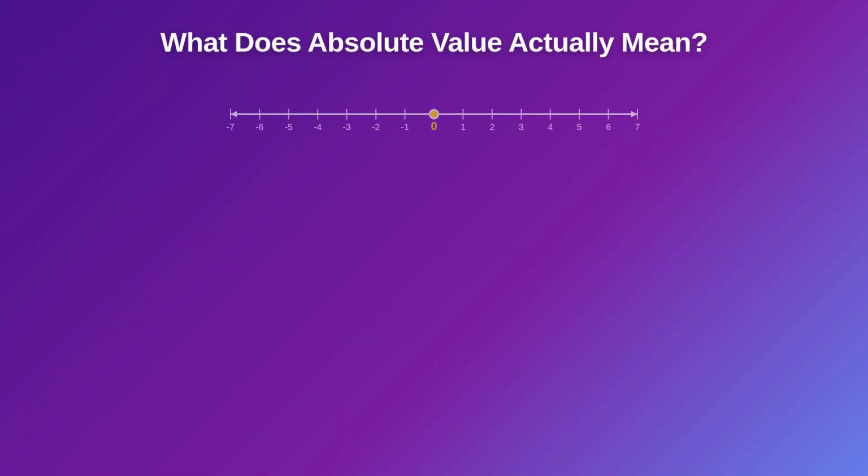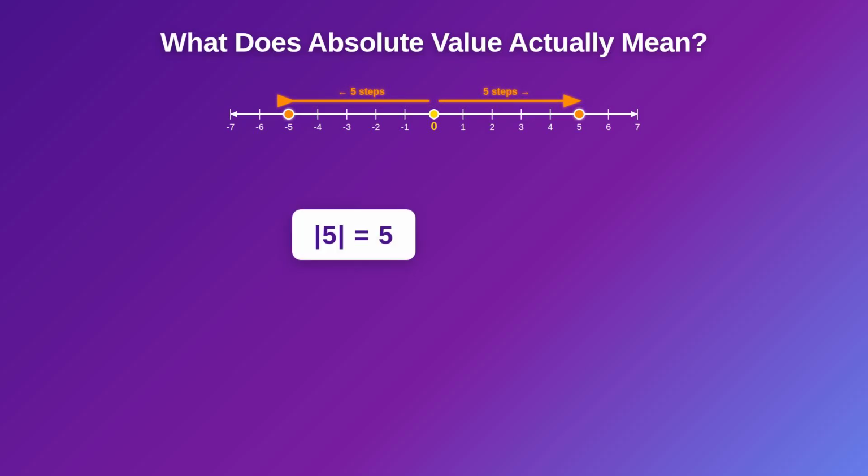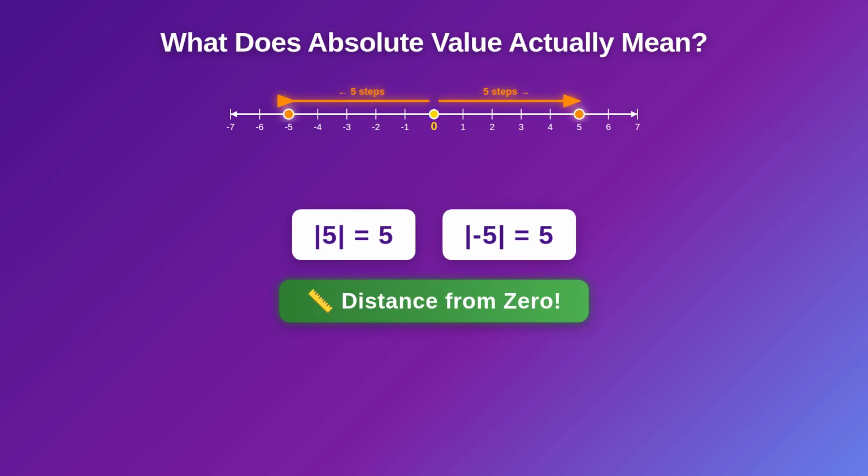Before we solve Maya's problem, let's make sure we really understand what absolute value means, because this is the key to everything. Absolute value is simply the distance a number is from 0 on a number line. That's it. Distance. And here's the thing about distance. It's always positive. You can't walk -5 steps. So the absolute value of 5 is 5, and the absolute value of -5 is also 5. Both numbers are exactly 5 steps away from 0.